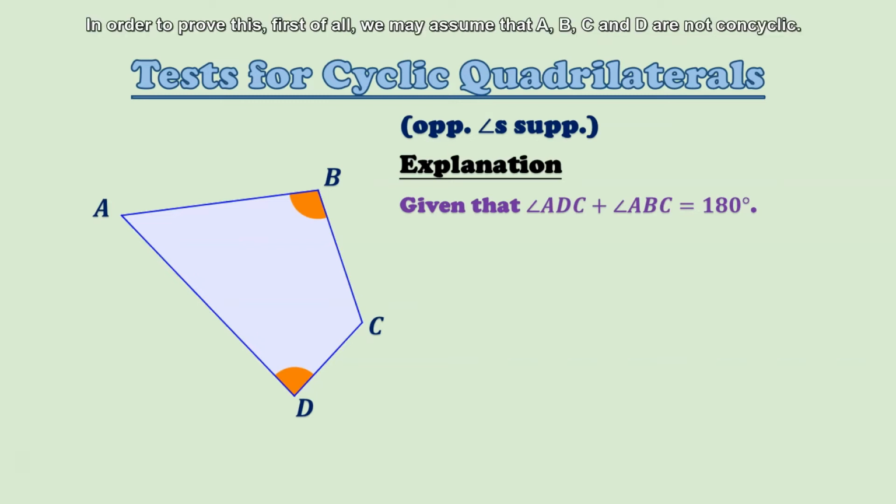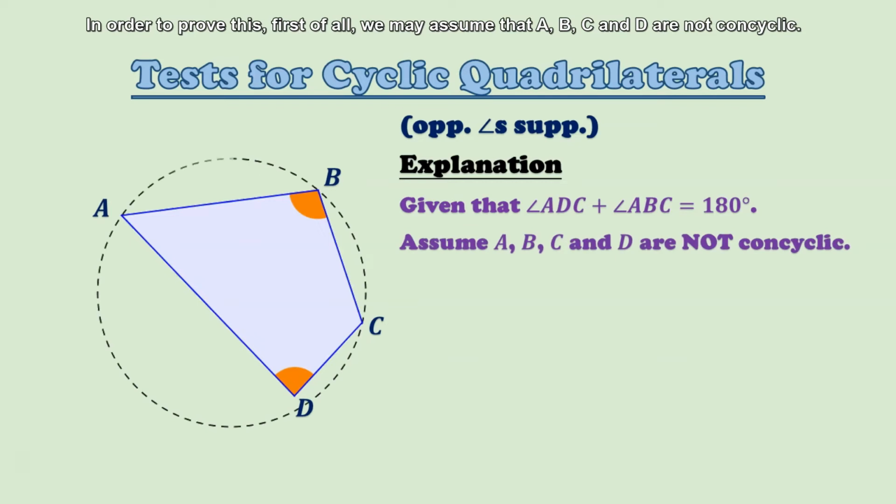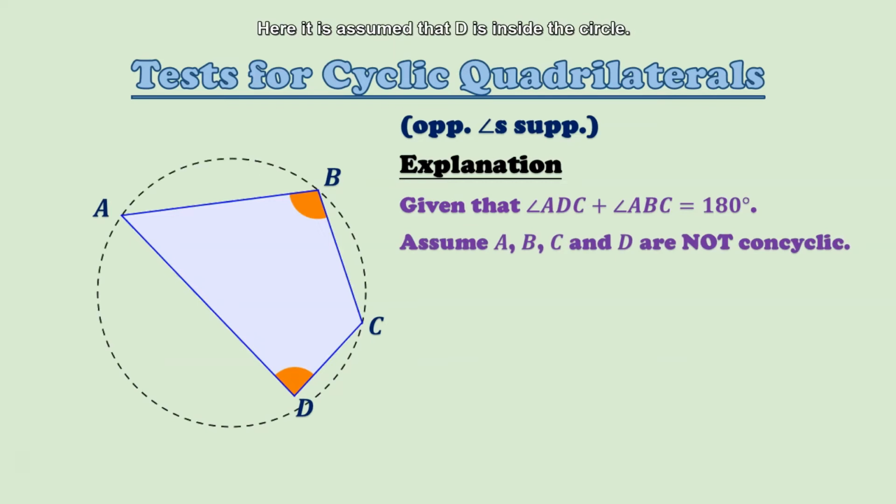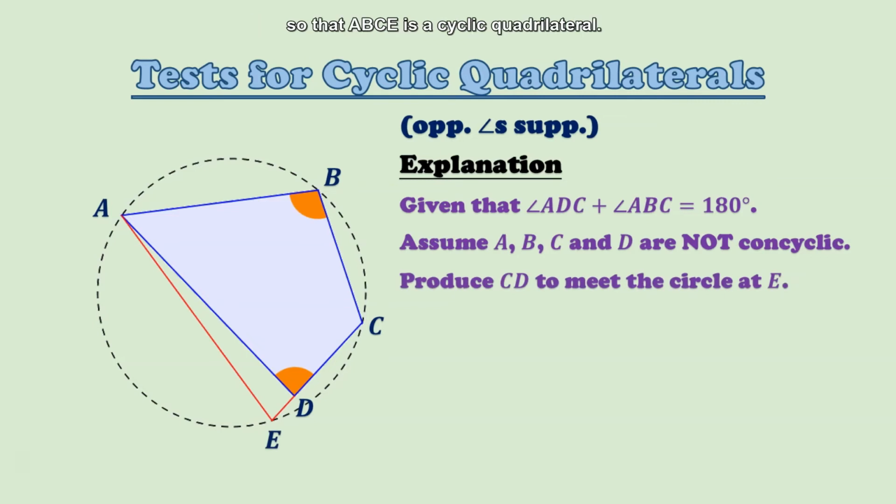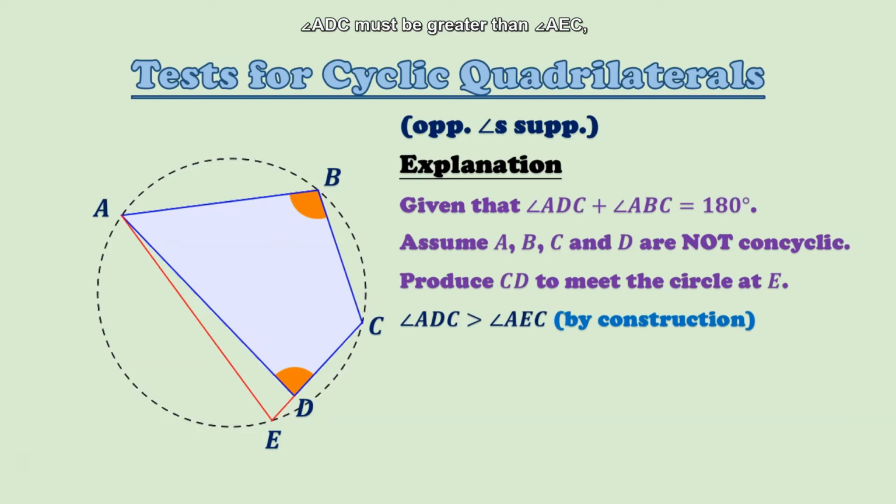In order to prove this, first of all, we may assume that ABCD are not concyclic. Here it is assumed that D is inside the circle. There is another case in which D can be outside the circle, but the proof is similar, so we just take a look at this case only. Now we can produce CD to meet the circle at E, so that ABCE is a cyclic quadrilateral. According to this diagram, angle ADC must be greater than angle AEC, because angle ADC is an exterior angle of triangle AED. That means based on this construction, this angle ADC must be greater than angle AEC.